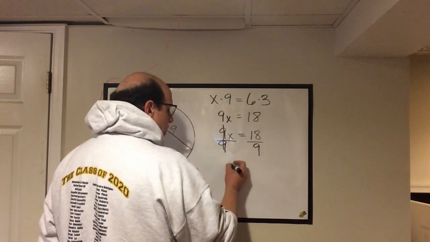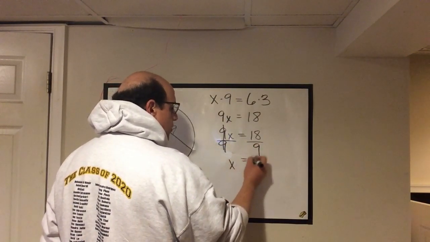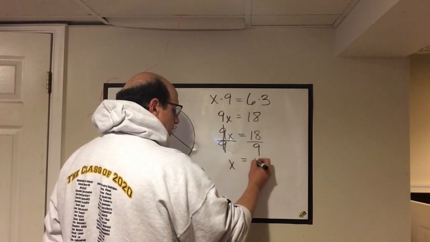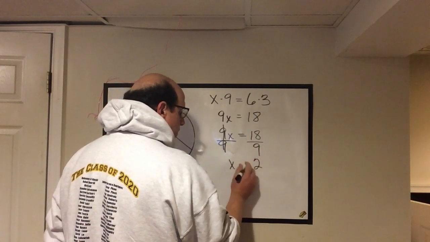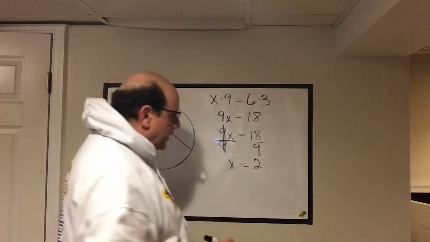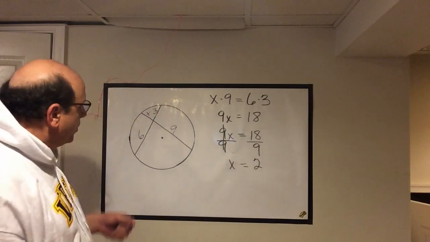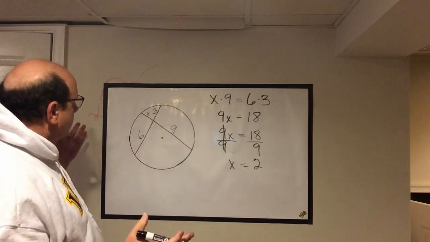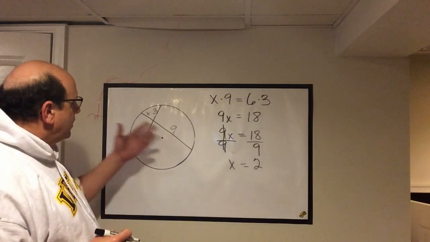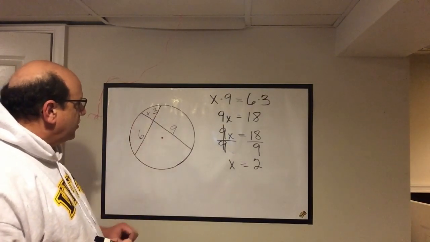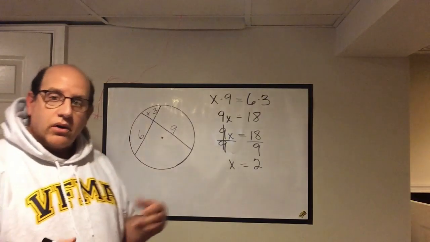So 9 divided by 9 is one single x, and of course 18 divided by 9 is 2. I'll move my equal sign down a little bit to make it look a little cleaner, and there we go. X equals 2, and if you put a 2 there, there we go. These two lines, the product of these two segments are congruent.